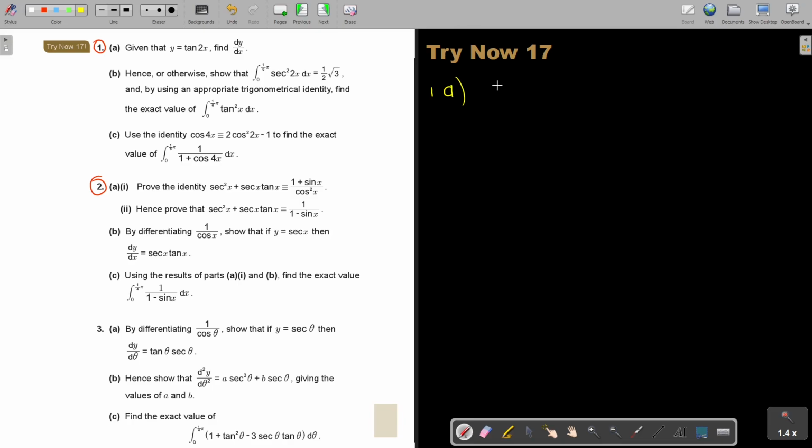Okay. Given that y, we write it down, is equal to tan 2x. Okay, and now again, you have to know your rules. Remember, as soon as I see this, it is differentiation. So I think, how did I differentiate this? It was just dy over dx is equal to, remember, it's differentiation, that's why it's not a half, so it's 2 sec squared. And don't forget the 2x. Okay. Number B.